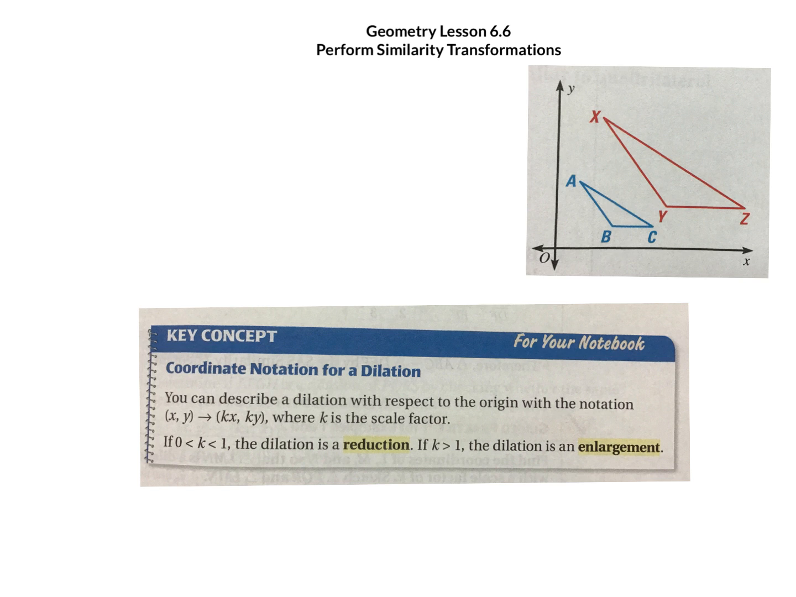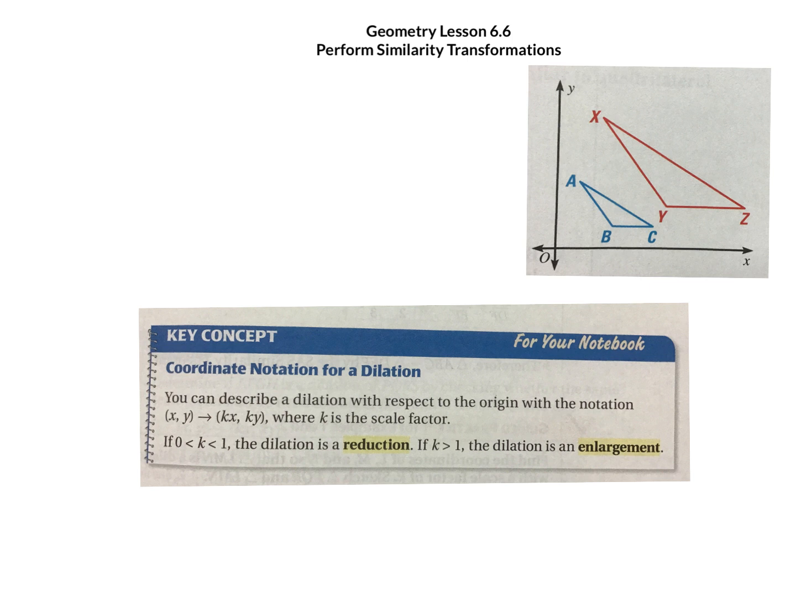A figure is enlarged and reduced with respect to a fixed point, and that fixed point is always called the center of dilation, which is how you use the sides to find a ratio to find your scale factor of it enlarged by 2 or it reduced by 1/2 kind of things.